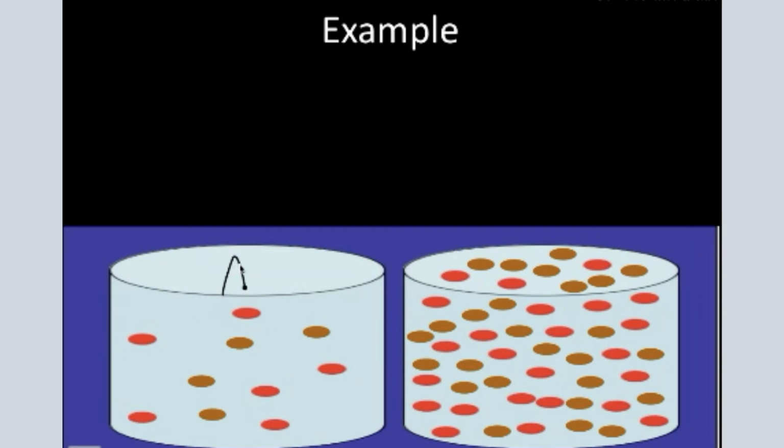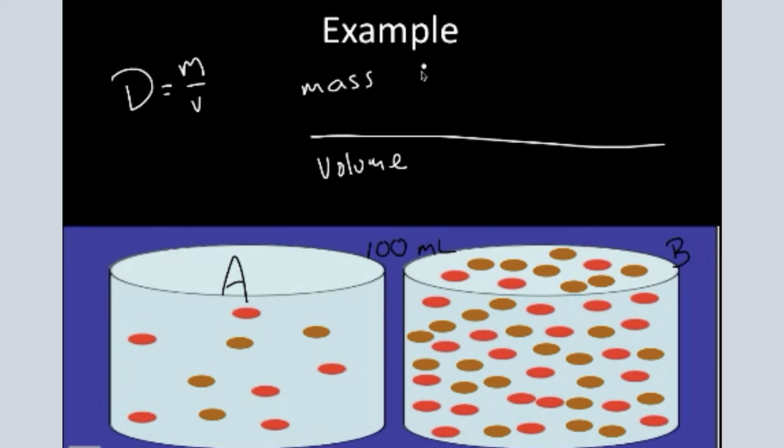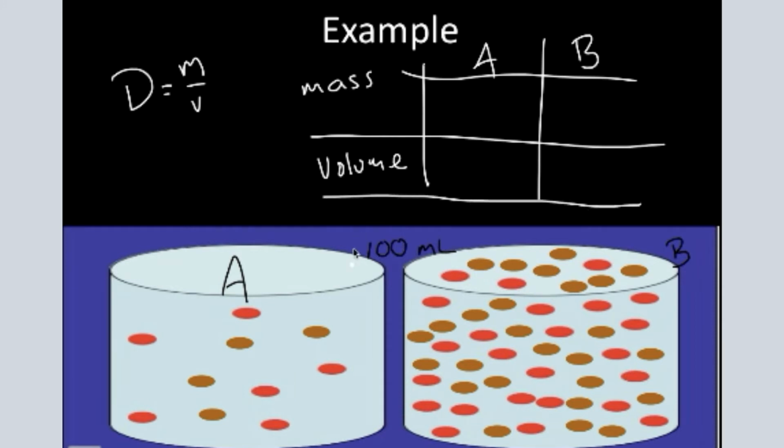Again, we have volume A over here, and we have volume B. Let's say these volumes, they're equal, and let's say they're each 100 milliliters. So if we take a look at our equation, density equals mass over volume, we have a constant here. So let's go ahead and make a little table. We have mass, volume, and this is for A, and this is for B. Let's take a look at the density of each one. So the volume is the same, 100 milliliters. And let's say that each one of these little things here weighs a gram. So if I count this up, I have 10 grams here. There's 10 little dots. And in here, there's 50. And again, I'm just saying that whatever these little things are, each one weighs a gram.